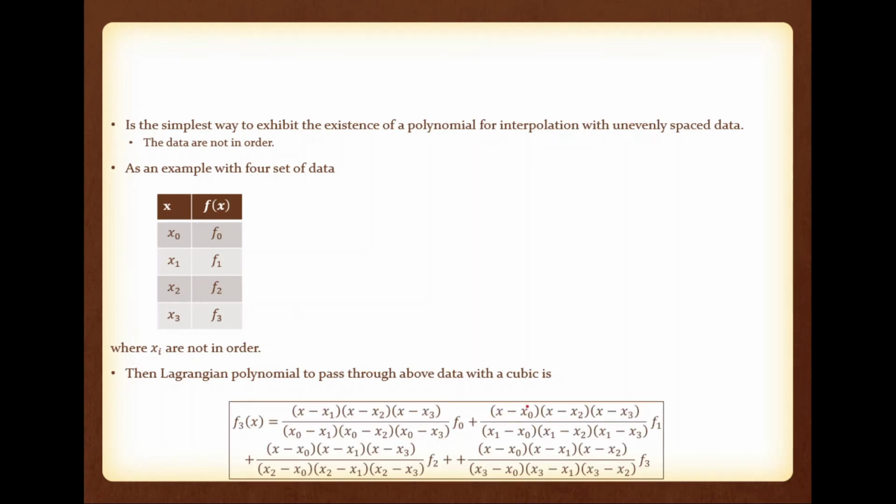So this one is a function where f3 of x, meaning this is not the third data, this is a third degree polynomial, we are interpolating a third degree polynomial, so that is equal to this one. So please go through this equation. This is for the 4 data case.